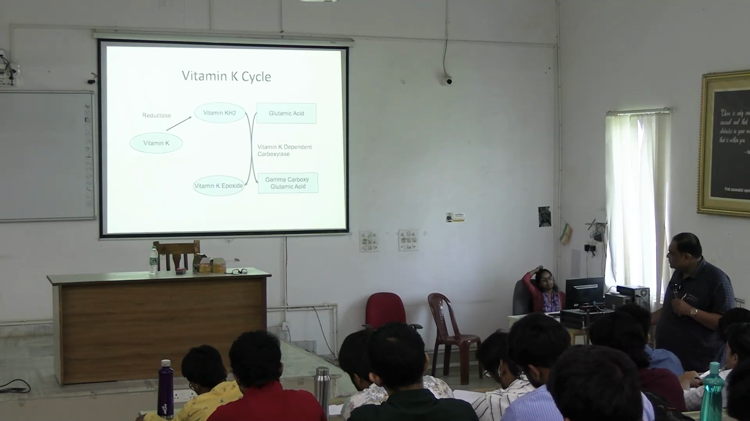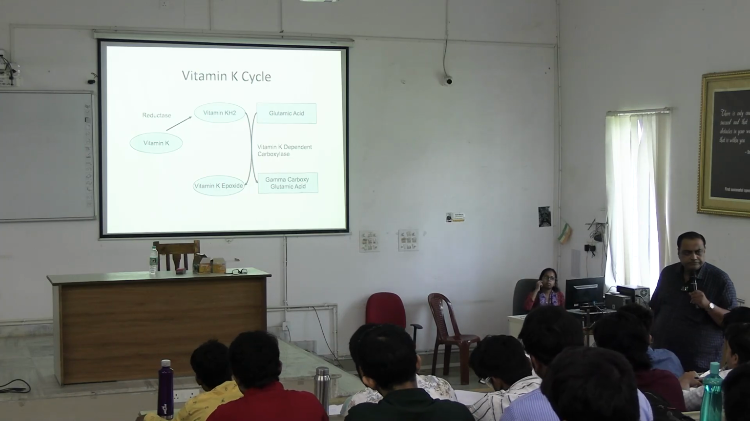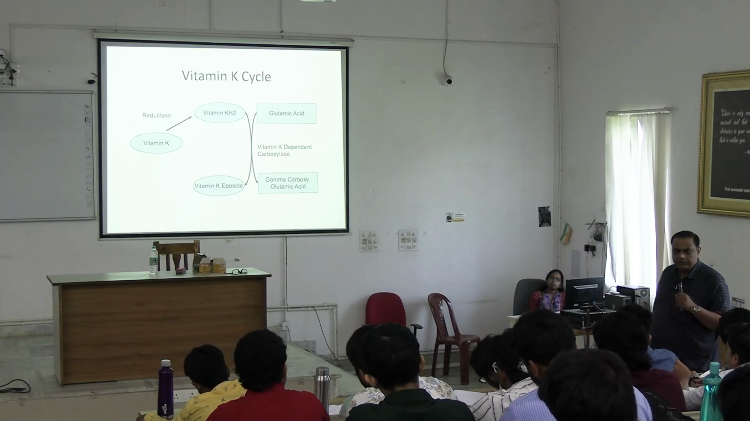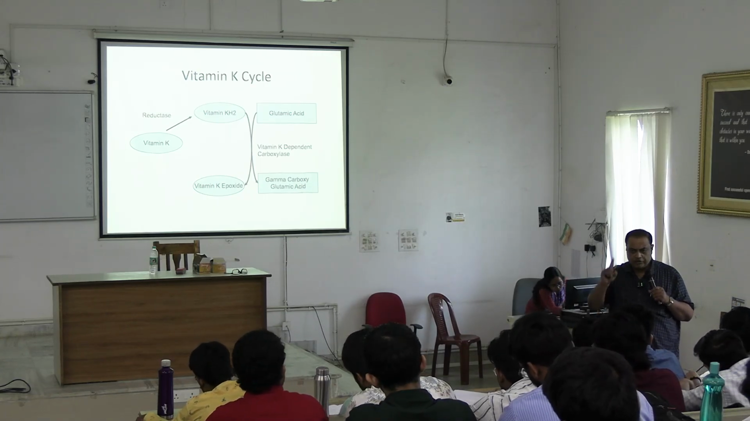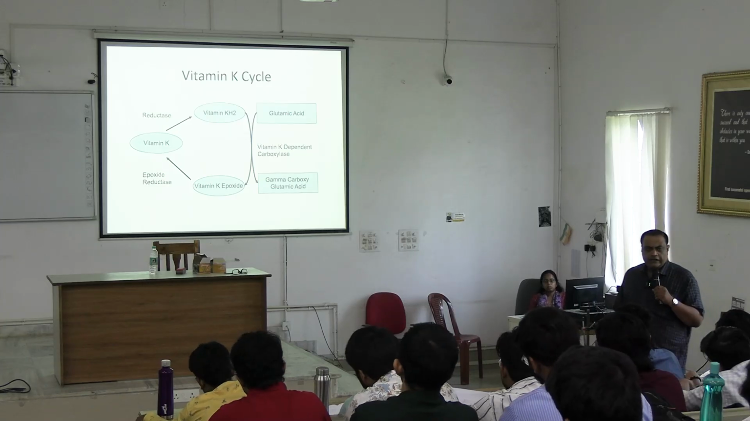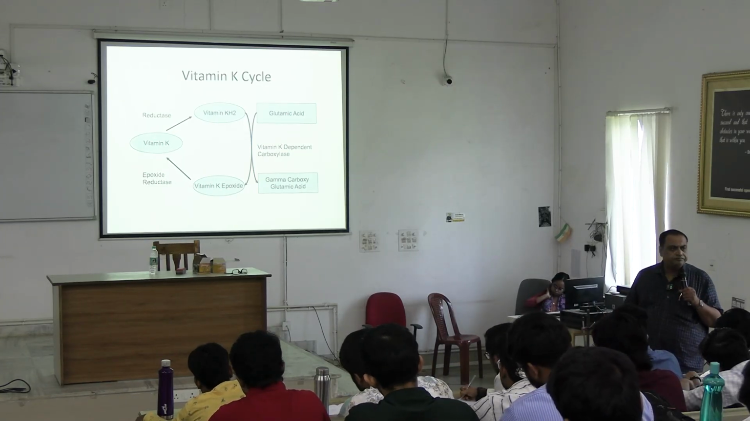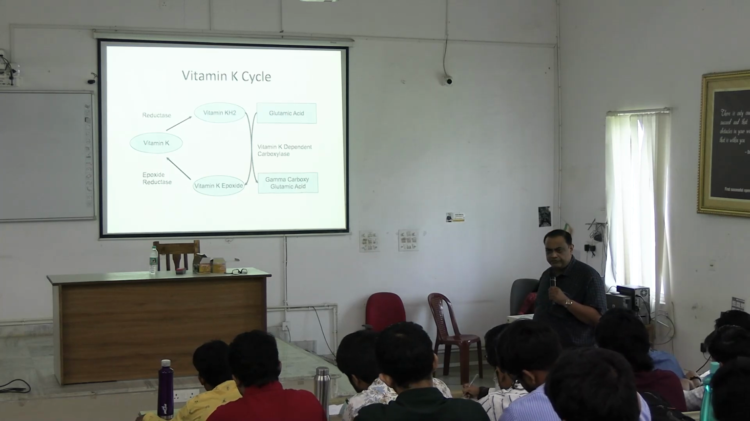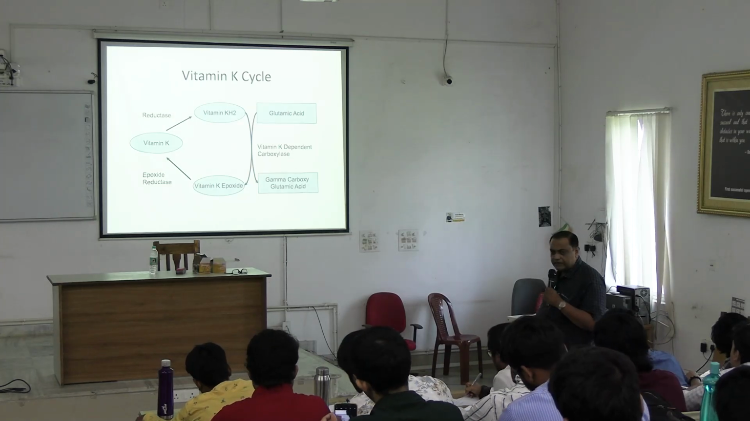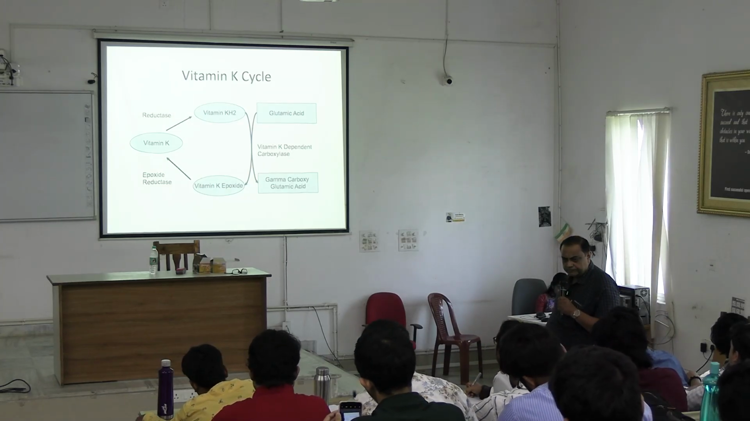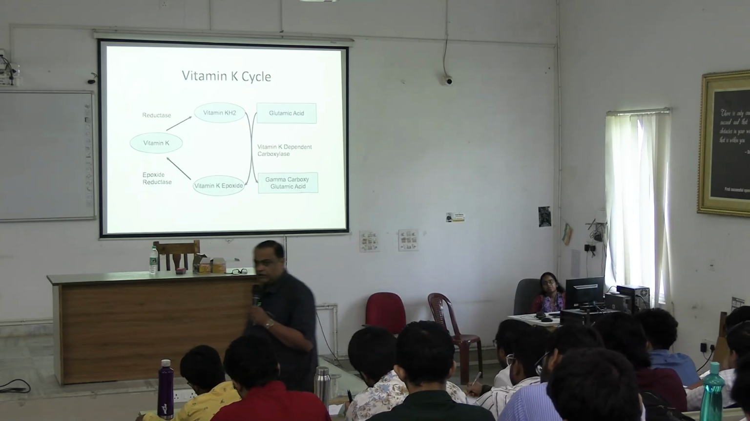Then this process converts reduced vitamin K to vitamin K epoxide. Epoxide means the double bond is joined with one atom of oxygen. Then the epoxide reductase enzyme converts it back to the vitamin K form. Epoxide reductase converts it back to the original vitamin K form. This is called the vitamin K cycle. Alright. Now, there are certain compounds which are given as antagonists of vitamin K.